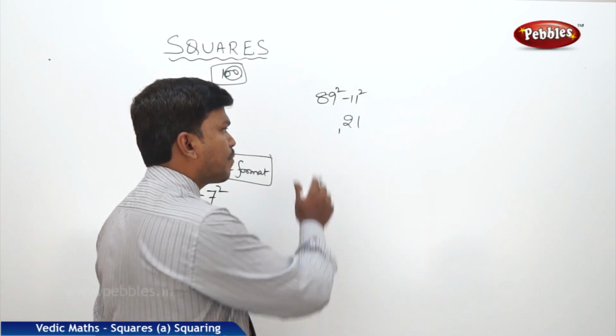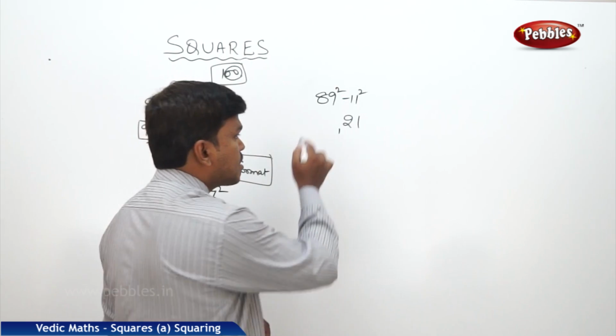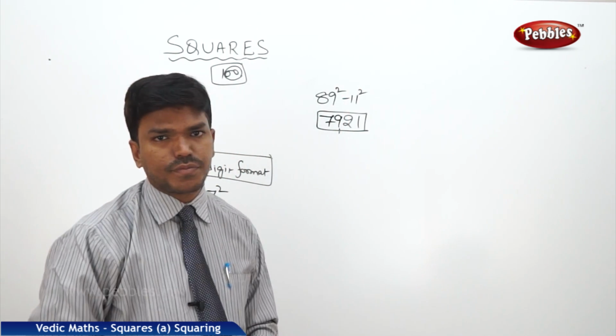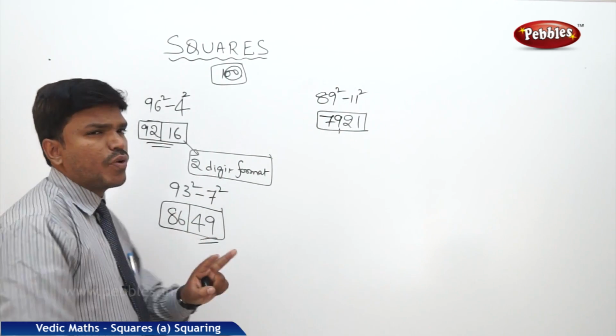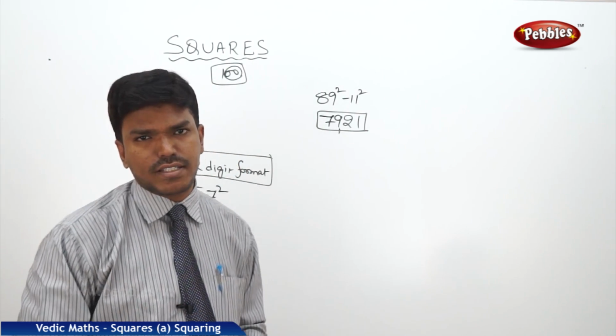78 plus 1 is the carry. You should not forget the carry. So what is 78 plus 1? 79. So your answer is 7921. And remember one thing, I draw these boxes just for your understanding purpose. Every time, there is no need of drawing the boxes like this.